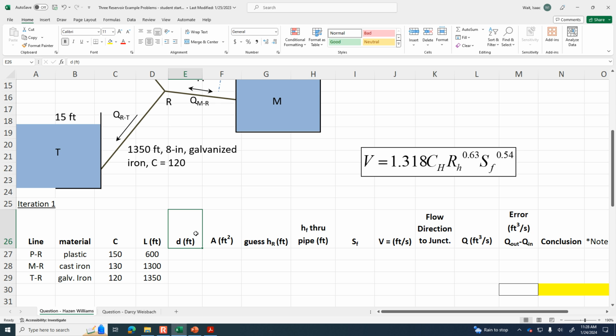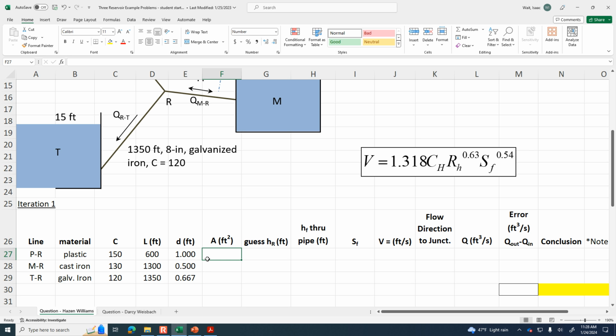Diameter, we need to have the diameter in feet. So we can say that pipe PR is 12 divided by 12, 1 foot diameter. MR is 6-inch pipe, so 6 divided by 12. And then TR is an 8-inch pipe, so equals 8 divided by 12. So we've got our diameters.